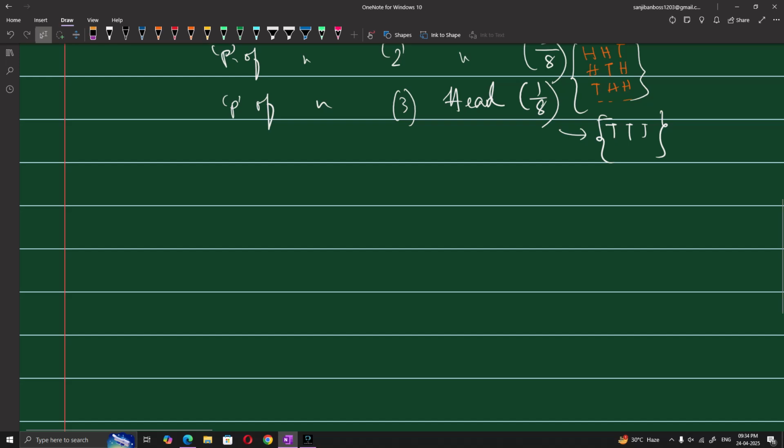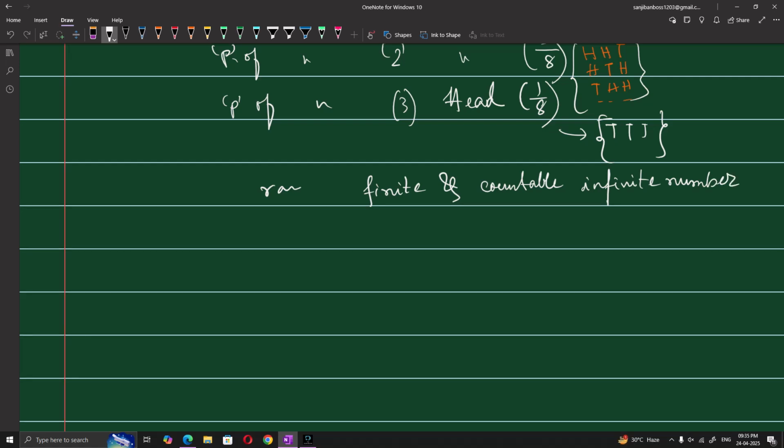So here is the thing. A random variable which can assume a finite or countably infinite number. What is a random variable? What is the main actual thing a random variable is? That is nothing but a variable that can assume a finite or countably infinite number of values. So this is called a discrete random variable.